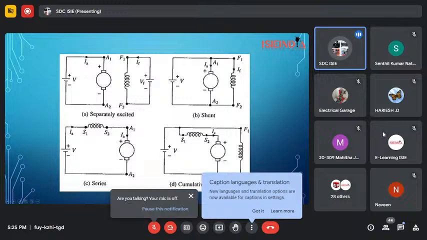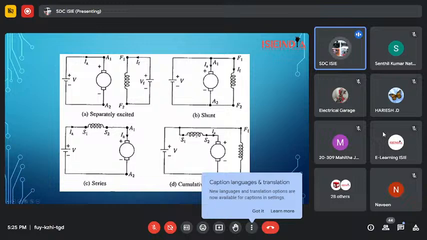And in cumulative, what happens? In the compound motor, we are connecting both shunt and series. We have connected one field winding in series and another field winding in parallel. So whatever current will be going through this V, it will be divided into IA as well as IF. Some current will be flowing through here, some through here. Whatever current will be flowing through this S1 and S2, the same current will be flowing through the armature. This is our series winding and this is our parallel winding. Thus, it is called a compound motor. I hope you are getting me.